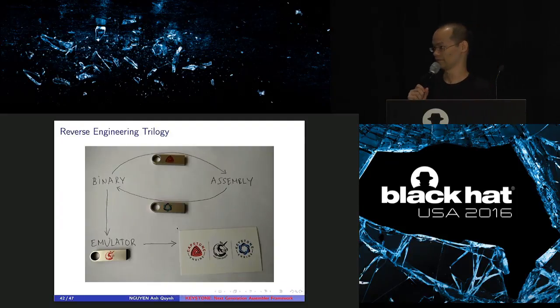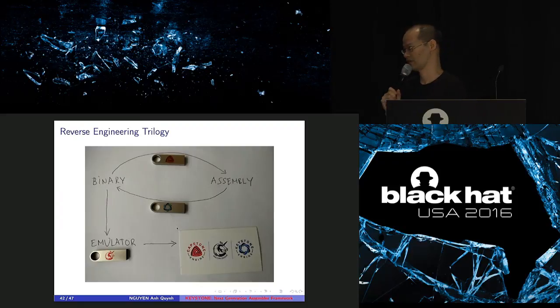Okay, finally, in 2016, we have a full set of frameworks for reversing: Capstone for disassembler, Unicorn for emulator, Keystone for assembler, and all of them are open source, multi-architecture, multi-platform, multi-bindings. They function independently, but they complement each other very well to make a full set of frameworks, and we call this the reverse engineering trilogy.